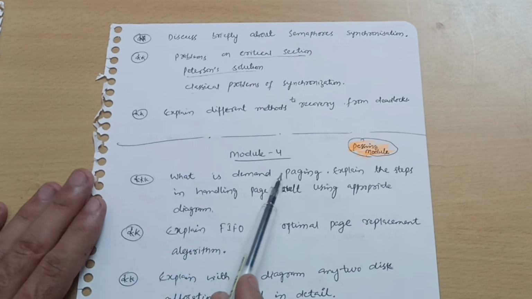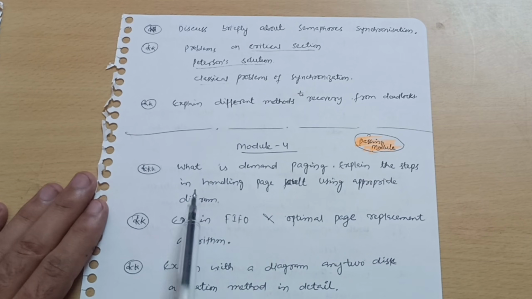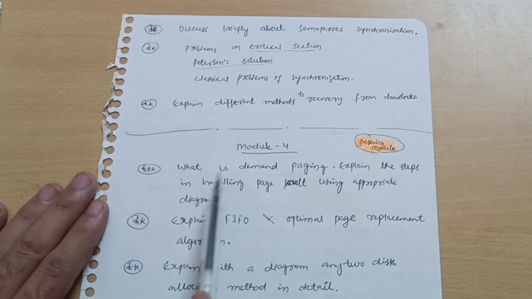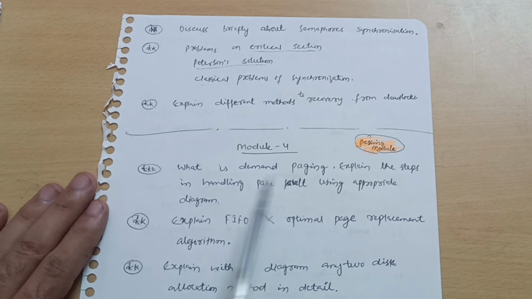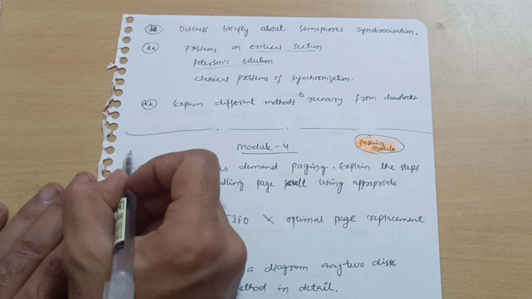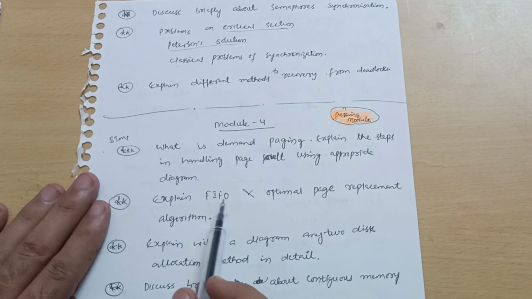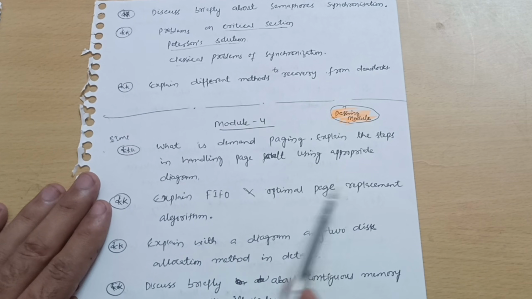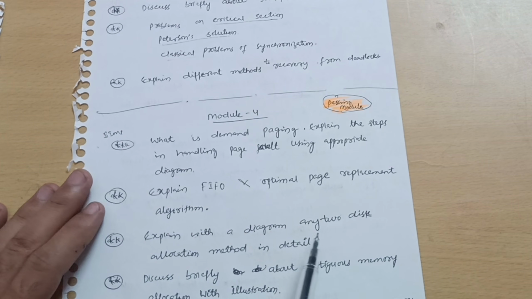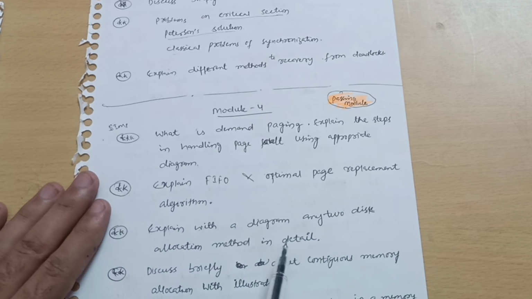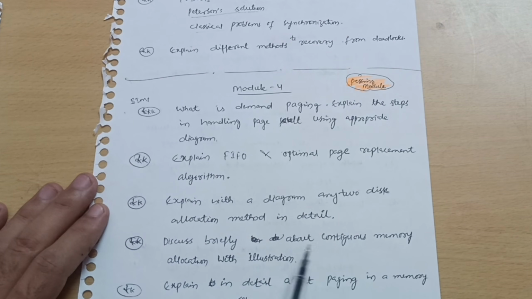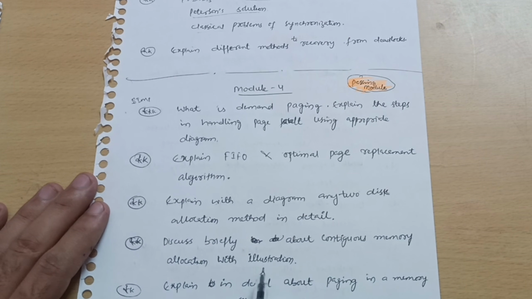So let's proceed with module fourth, which is again a passing module. What is demand paging? Explain the steps in handling page fault using appropriate diagram. This I call the super important question. Next is explain FIFO, first in first out, and optimal page replacement algorithm. Explain with the diagram any two disk allocation methods in detail, and discuss briefly about contiguous memory allocation with illustration.